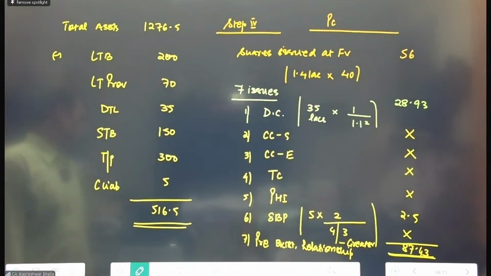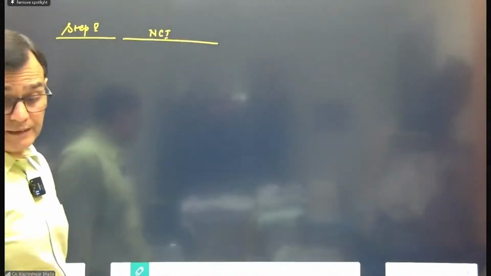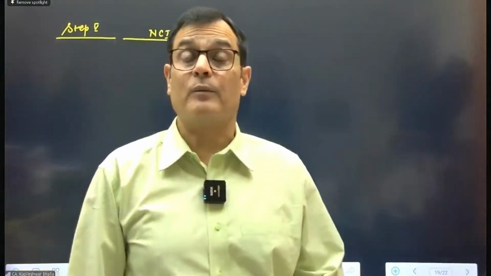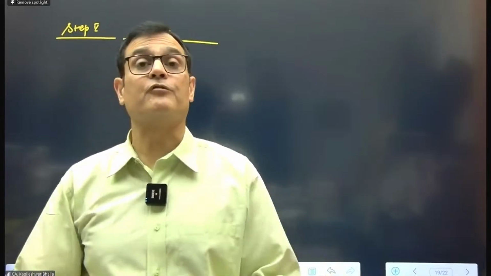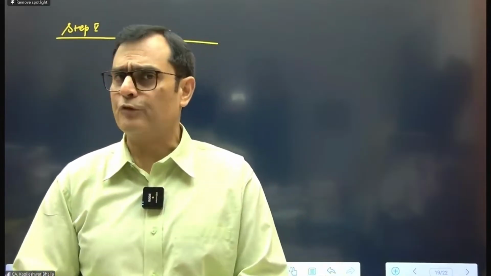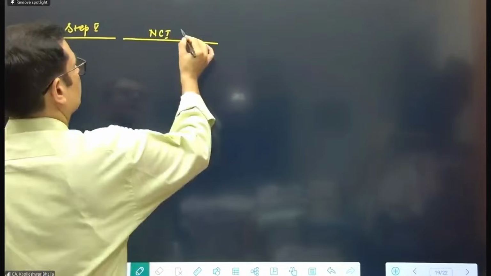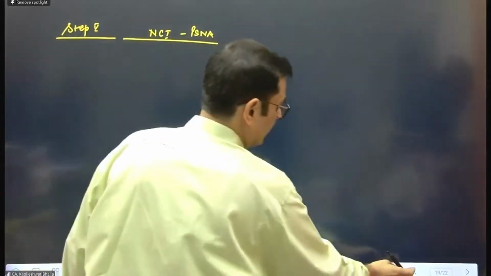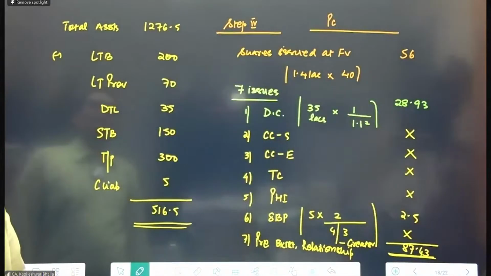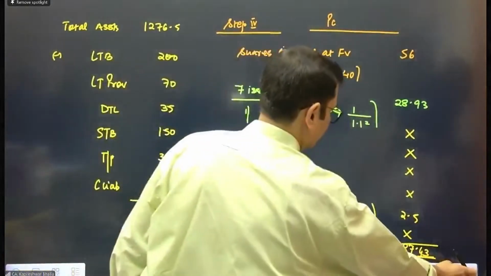Now we go to step number 5, which is NCI. So are we given any instructions regarding the NCI calculations to be done at fair value or at PASNA? I think I am not given any information whether it is to be taken at fair value or not. So in the absence, it would be, of course, at PASNA. So we'll take the NCI at PASNA. So let's see what the net assets is. My net assets is 516.5.